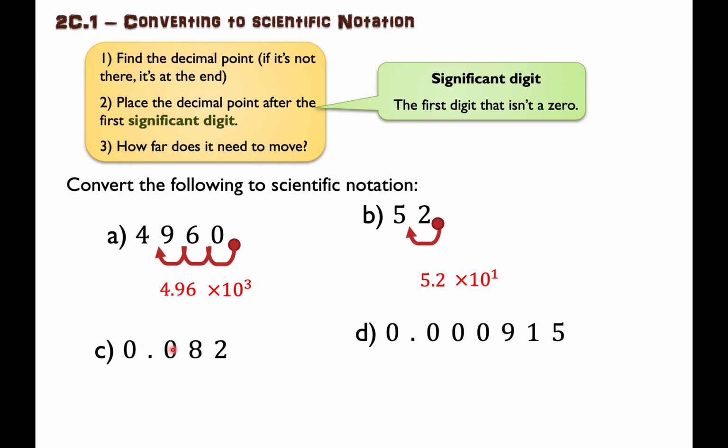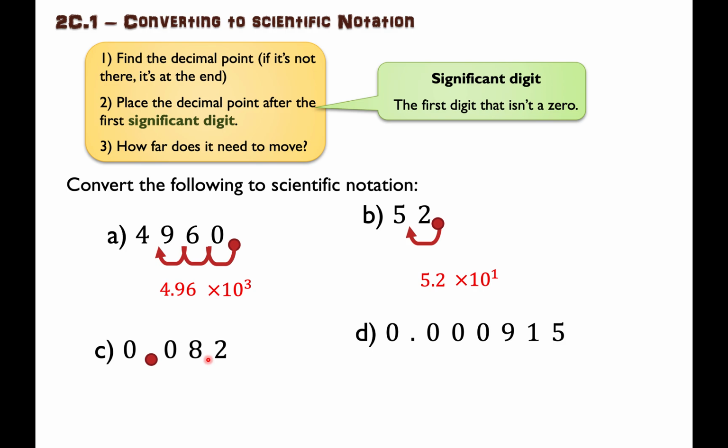Okay, what about this one? Oh, this is going the other way. This is a very small number. The decimal point's going to start here. That's where it is. And I want it to move after the first significant digit. We read left to right and look for the first digit. It's not a 0. Beep, beep, beep, bing. Good. So we want it to be after that digit, right there. That's where we want the decimal point to be.